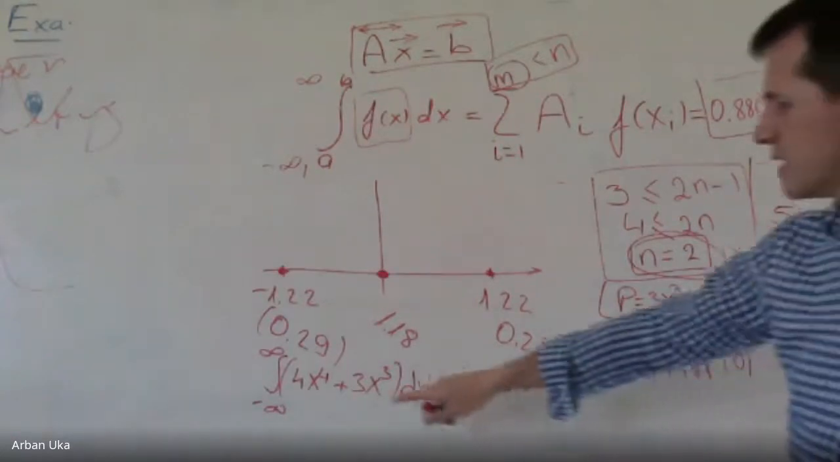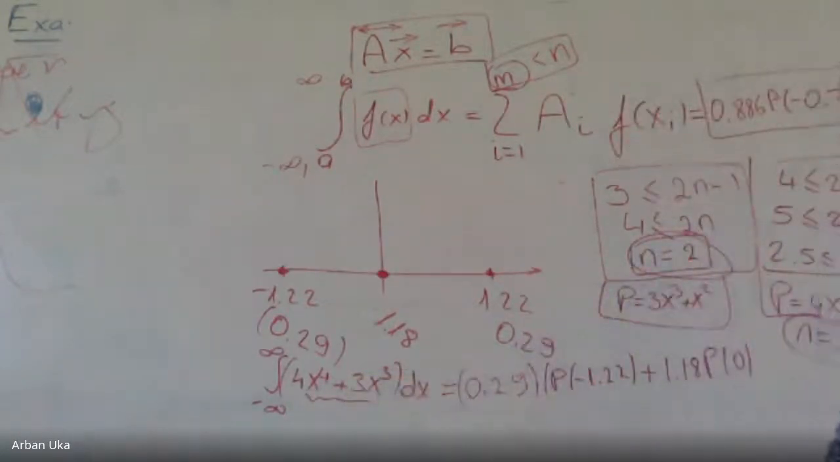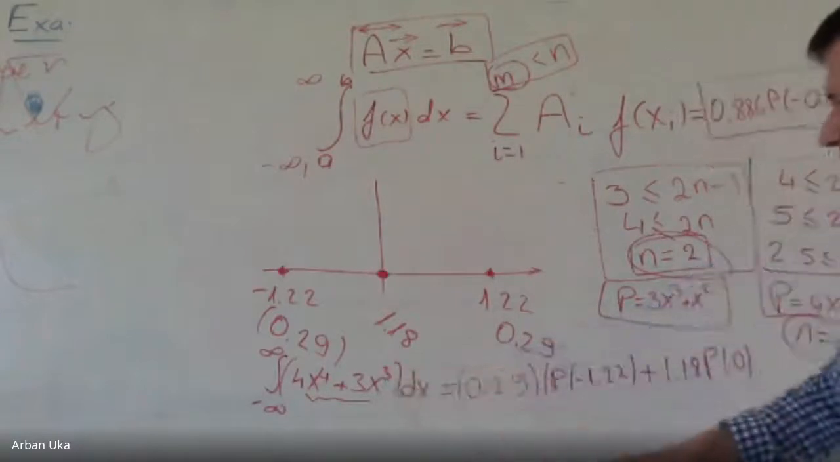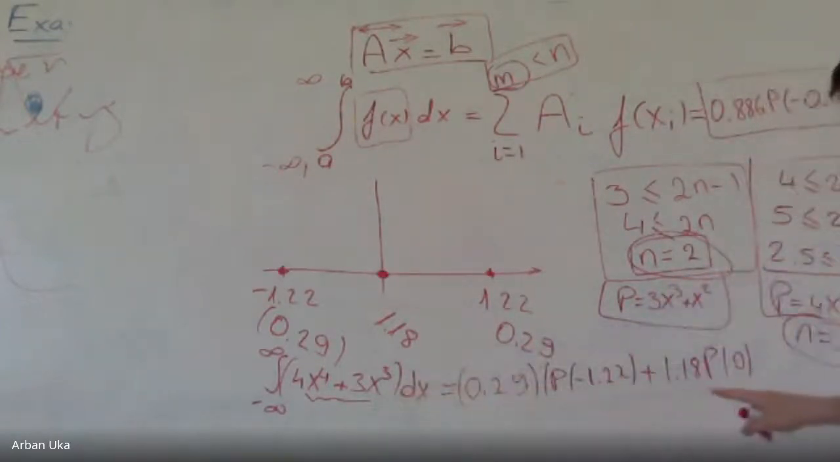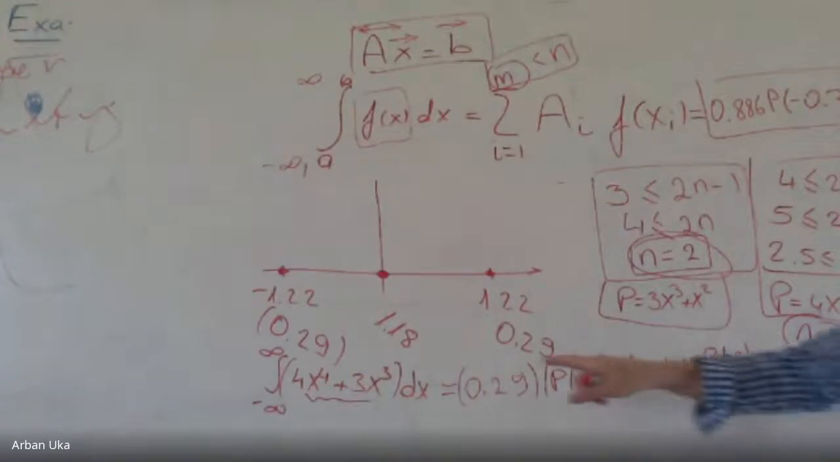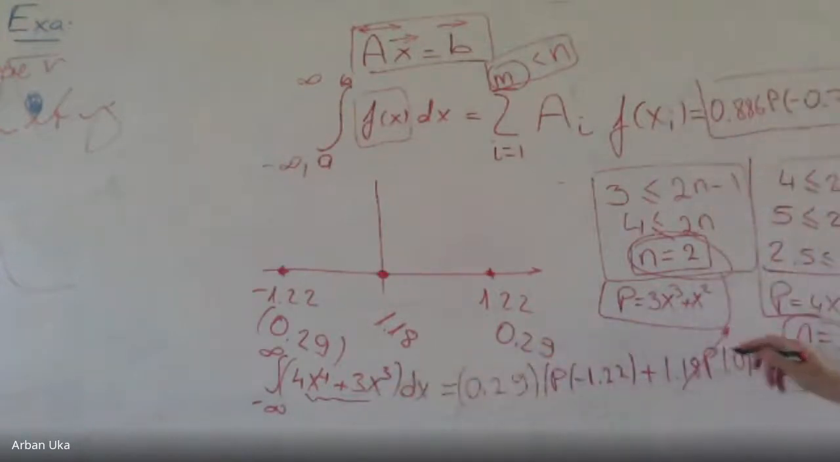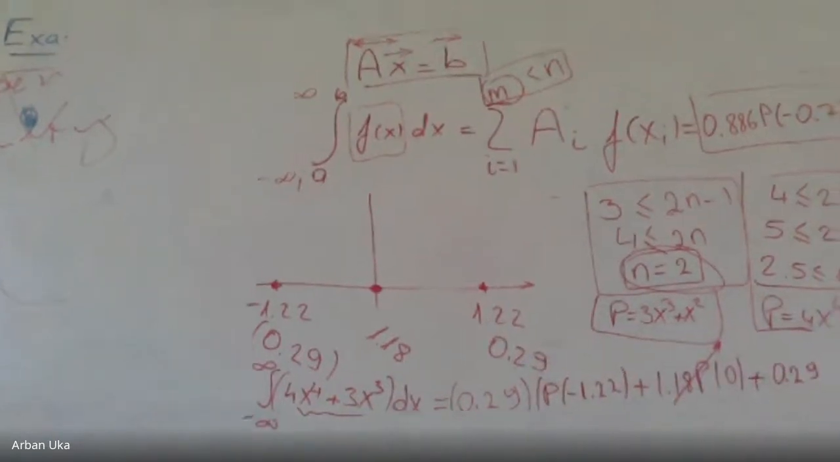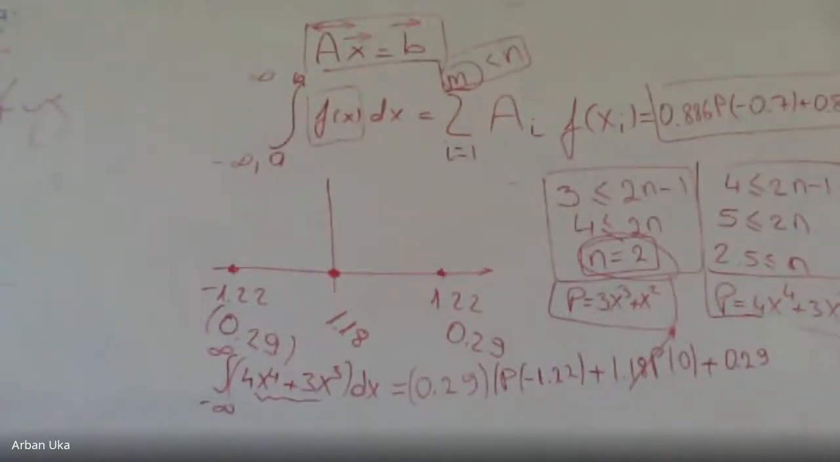In this case, the polynomial evaluated at 0 is 0. If it had any coefficient, it would be better, but since we selected this, let's go with this. So when we substitute the 0, it is going to be 0. This is gone. Then we have also plus the other coefficient, which is 0.29, more precisely 0.29 54 and so on, times the polynomial evaluated at 1.22.